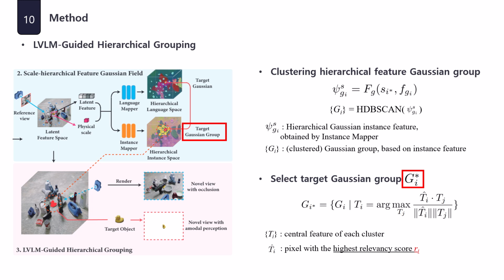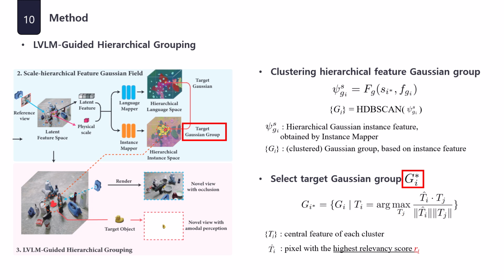Now, we use the target object's estimated physical scale, which we just determined, along with the latent features of all Gaussians. By fitting this into the trained instance mapper, we obtain 3D instance embeddings that are specifically attuned to the scale of our queried object.